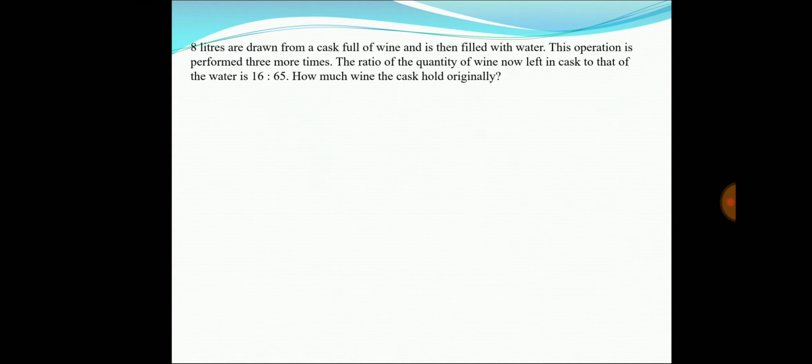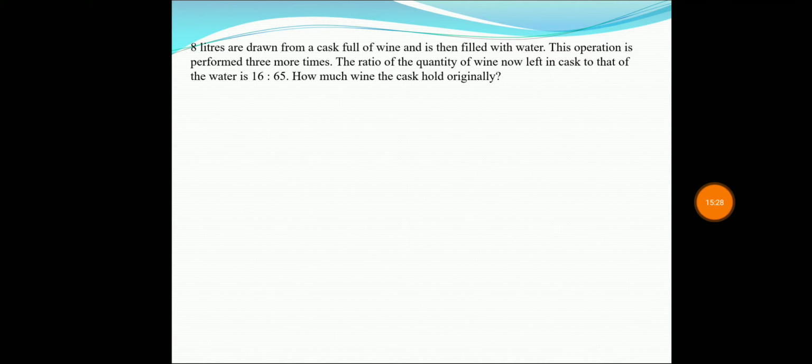So our next question is: 8 liters are drawn from a cask full of wine and is then filled with water. The operation is performed three more times. The ratio of quantity of wine now left in the cask to that of the water is 16 is to 65. How much wine did the cask hold originally? So just read this question for a minute.